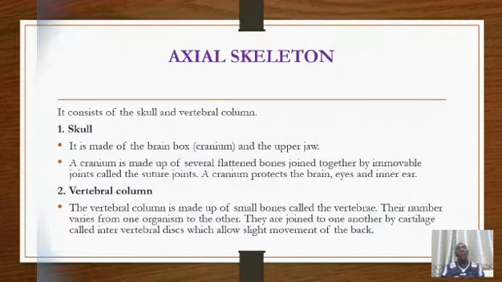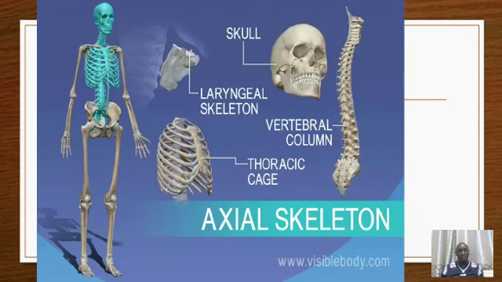Therefore, when we talk of the axial skeleton, what comes into your mind? Skull and vertebral column. The image on the left, the axial skeleton, is indicated in blue. Those parts in blue make up the axial, while the ones in gray, the limbs and the girdles, make up the appendicular skeleton. We shall look at the appendicular skeleton next time. Let's focus on the axial skeleton.